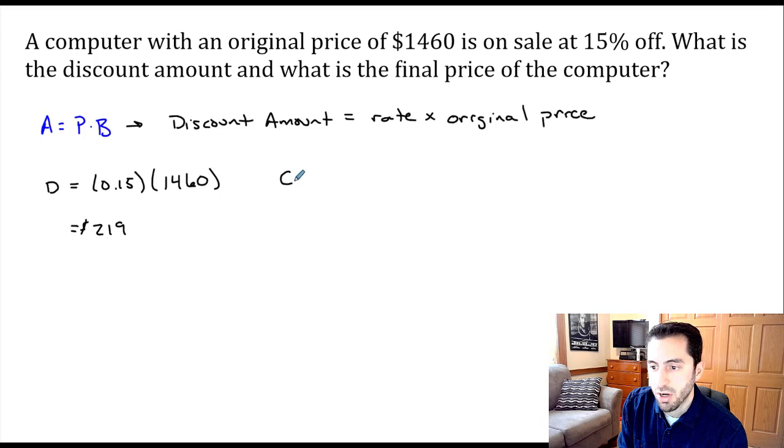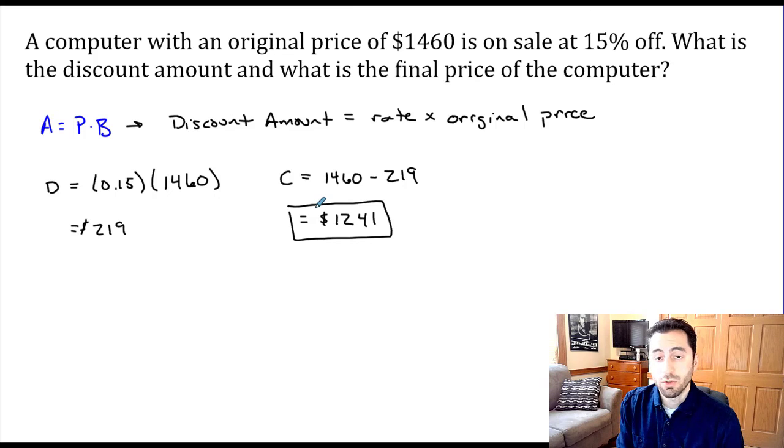So then our total cost, C for cost, we'll take our original price, and then we'll subtract our discount amount of $219. And so we end up with a final cost of $1,241. So two very similar ideas. The only difference is that for one, we're adding that amount onto our original price, and then for the discount, we're subtracting that amount from the original price.